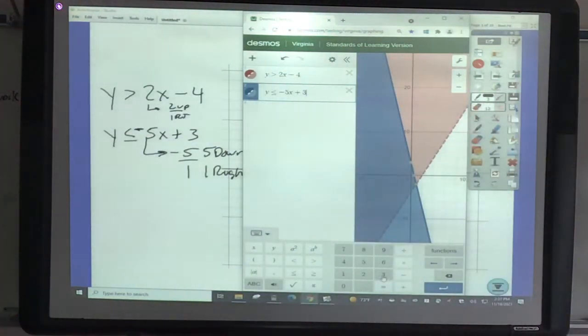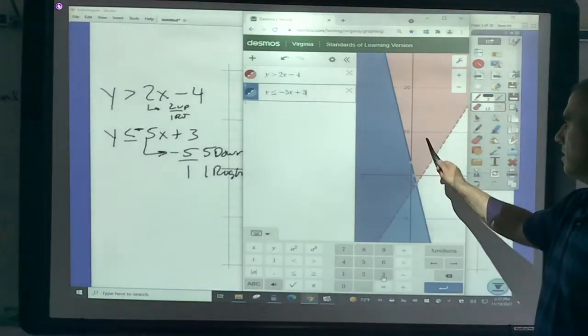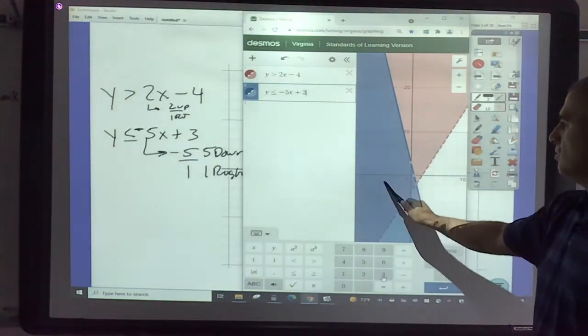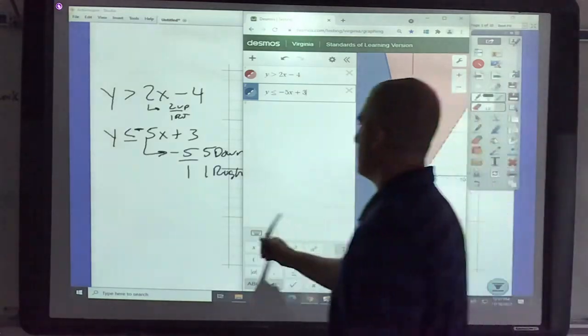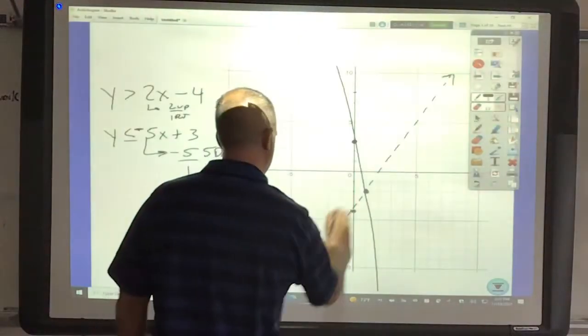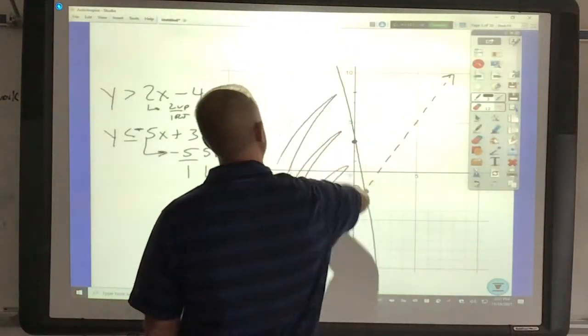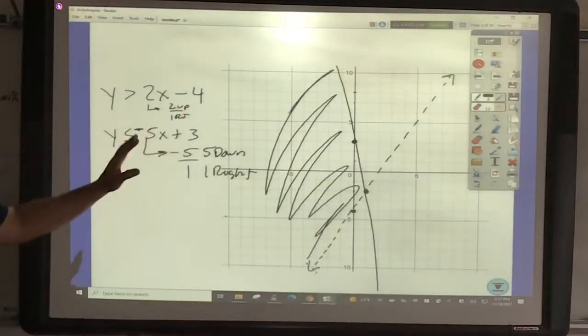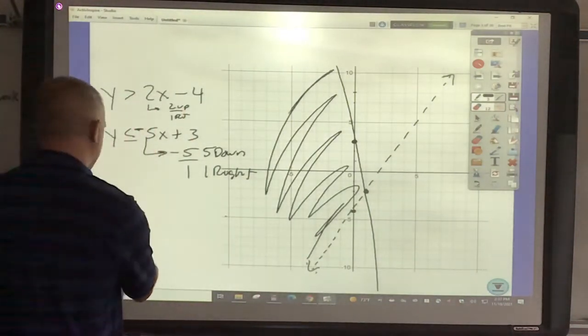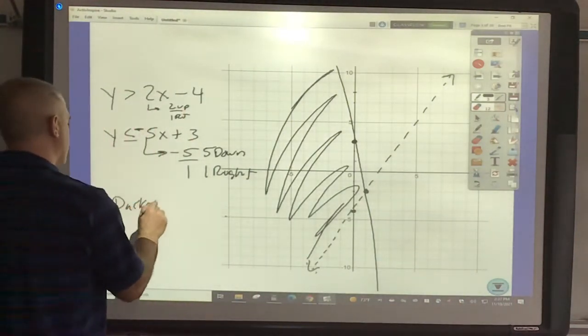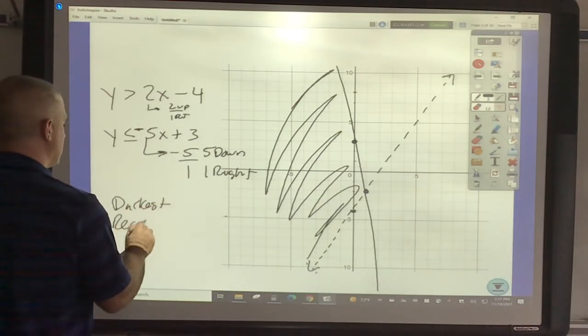Now, you'll see 3 parts are shaded: red, light blue, dark blue. We want to pick the darkest region, which will be right there. The darkest region is the answer. So make sure you know that. Darkest region is the answer.